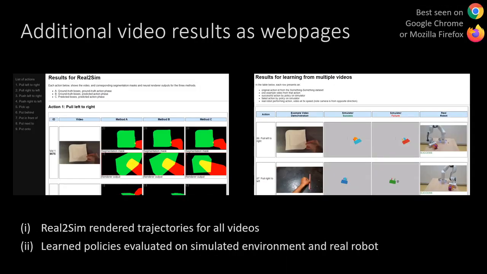Additional results are shown as web pages accompanying this supplementary video. The first web page shows segmentation masks and rendered outputs of our approximate 3D state space for all videos, using all three methods discussed in the paper. The second web page shows a success and failure case of our trained policies in the simulator, along with the result of transferring the policy to a real robot. Our robot is able to successfully perform 8 of the 9 actions.